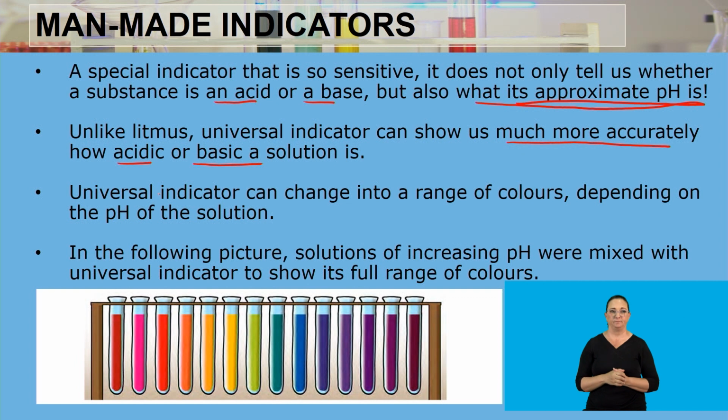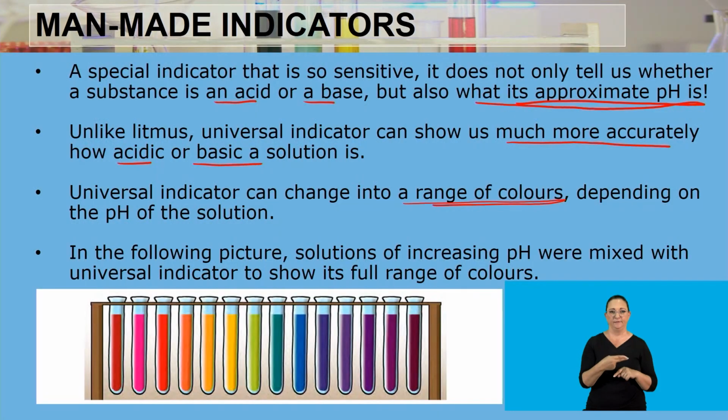So universal indicator can change into a range of colors depending on the pH of the solution. So remember, with the other ones, with either the litmus or the bromothymol blue or the phenolphthalein, we just pour a few drops, it changes into a specific color, and then we can just check on the pH scale. Whereas with the universal indicator, it can change into a range of colors depending on the pH of the solution.